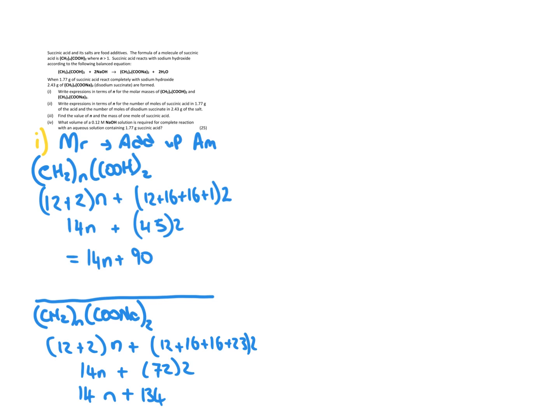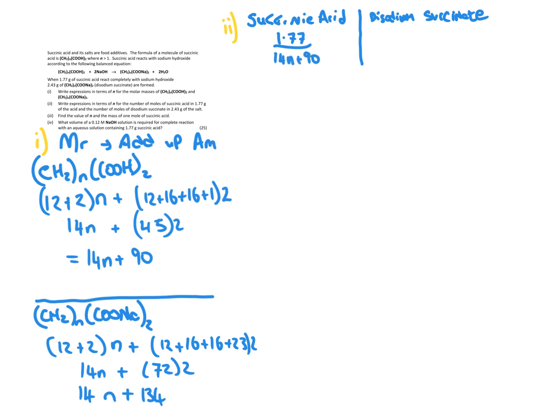And we know if we're using the molar masses from part 1, we must be doing grams divided by molecular mass. So let's do this now for our succinic acid and our disodium succinate. For our succinic acid, we're told we have 1.77 grams of it. And I know that the molar mass of it in terms of N is 14N plus 90.